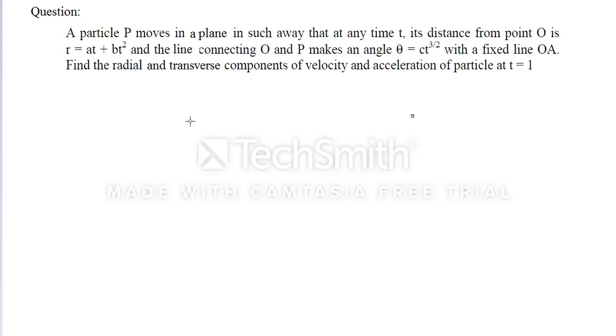इस वीडियो में हम एक एग्जांपल देखेंगे which is related to the radial and transverse component of velocity and acceleration. The question is that if a particle P moves in a plane in such a way that at any time t its distance from point O is r equal to at plus bt square. It may look like this one.